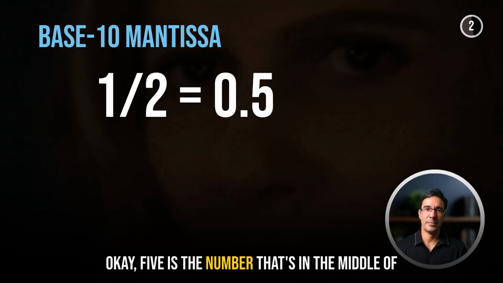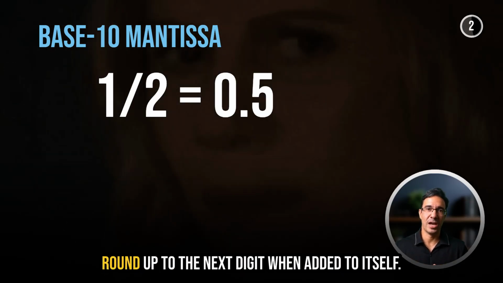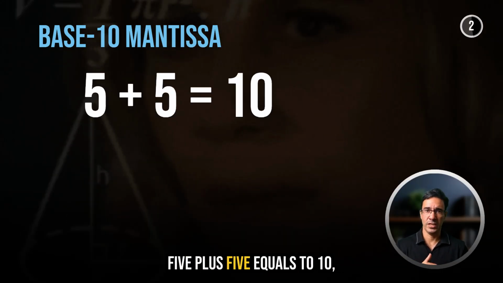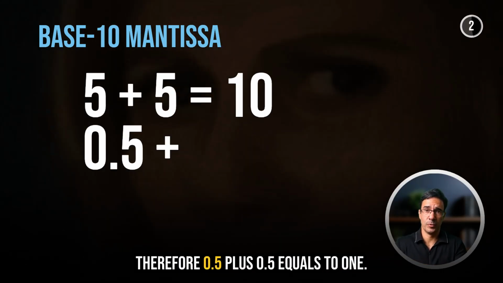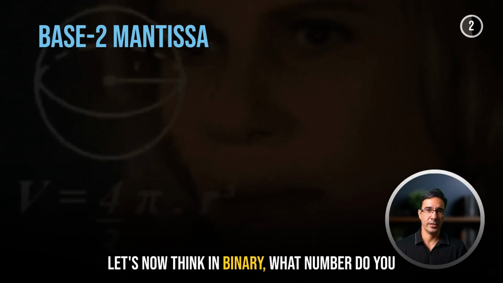Okay, 5 is the number that's in the middle of our collection of possible numbers, and always rounds up to the next digit when added to itself. 5 plus 5 equals 10, therefore 0.5 plus 0.5 equals 1. Let's now think in binary.